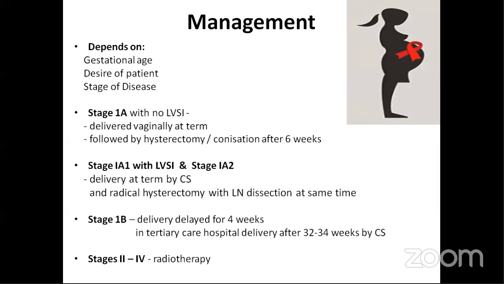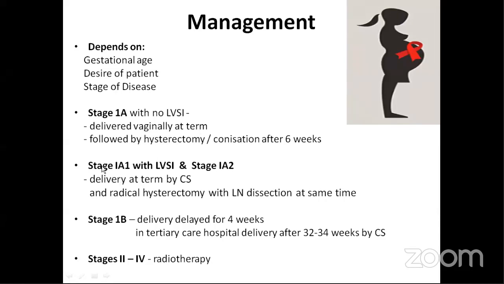Okay, and also if in case it is stage 1A, with no lymphovascular lesion, no lymphovascular lesion, then we can deliver such a patient vaginally at term. We can take her till term, deliver her vaginally, and after this, about 6 weeks later, if she wants to conserve her uterus, you can go in for conization. If not, she has completed her family, then you can go in for hysterectomy.